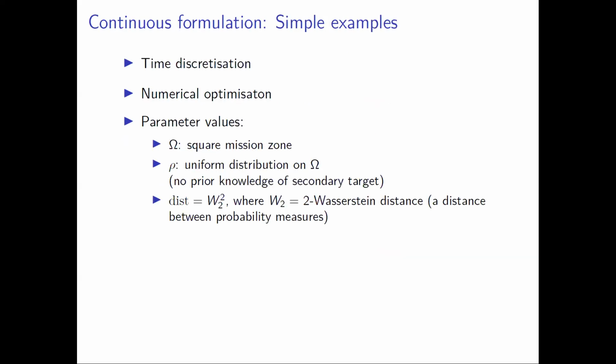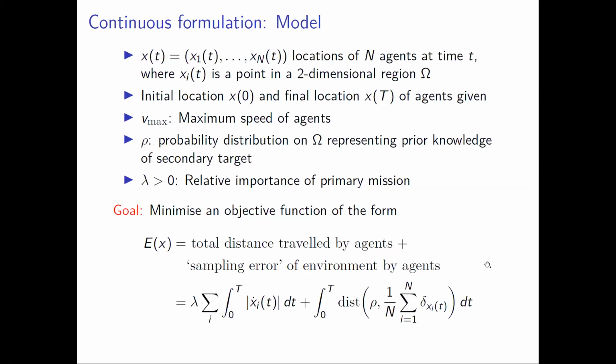That's it in words, and then maybe I'll just describe the equation briefly. The first term is the length of the agents' paths times the weighting parameter lambda, giving the importance of the primary mission. The second term is some distance between two probability distributions, one representing our knowledge of the secondary targets, and one representing where the agents are. The choice of distance is a modeling assumption, and this is where you could encode information about the sensors and the signal strength.